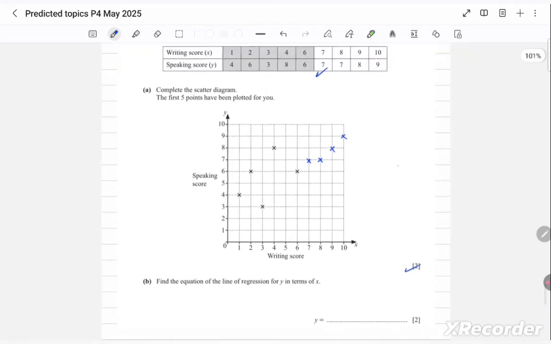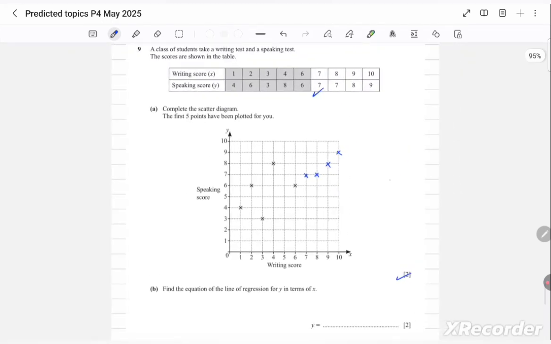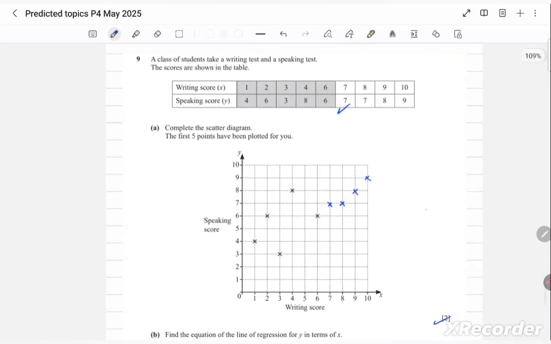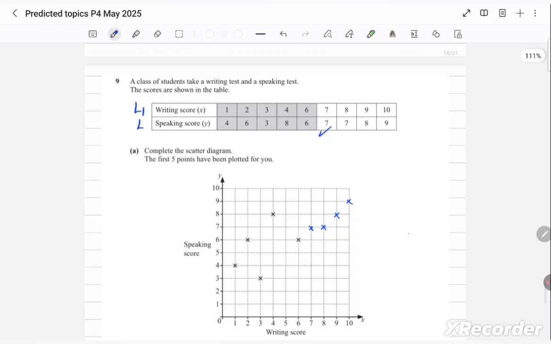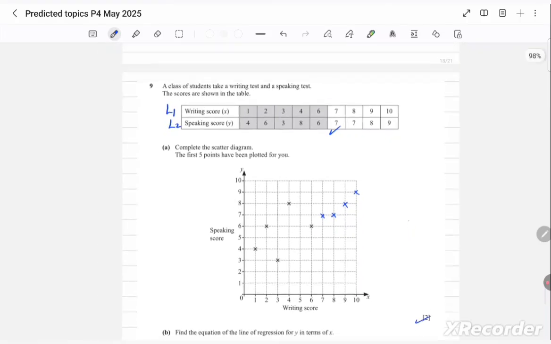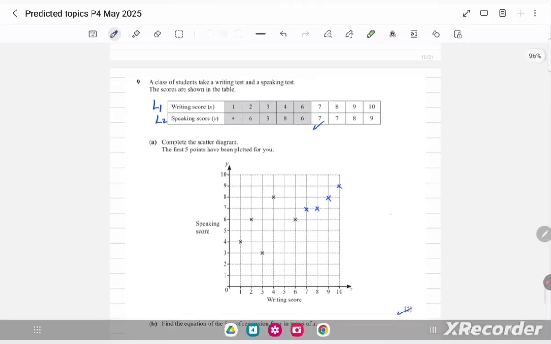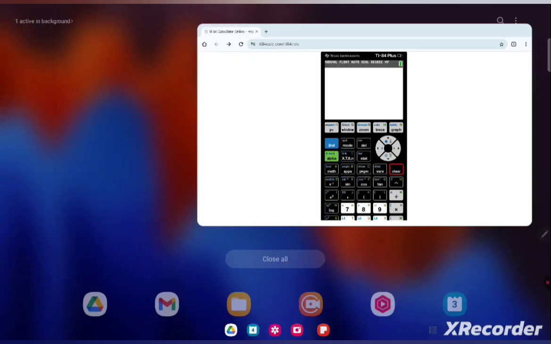If you want to find this equation, like we have a line of regression of these points, how to find it? You should use the calculator, consider this one as list 1 and this one as list 2. Okay? So let's go to the calculator.